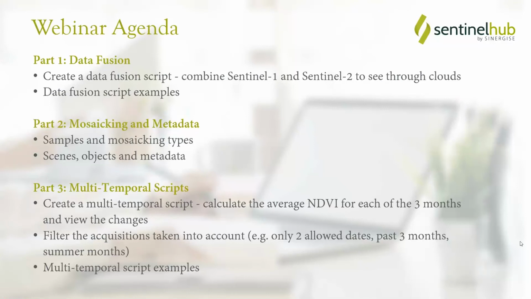And we will take a look at how you can calculate the average NDVI for 3 different months. And then we will compare them by putting everything in one script and returning them all in 3 different color channels to see the changes. We will also take a look at how you can use our filtering script to filter the acquisitions taken into account. For example, we will check how you can only filter by 2 allowed dates, past 3 months, summer months. And at the end, we will also take a look at a couple of multi-temporal script examples that other people did, to give you a bit of inspiration to try it out yourself.